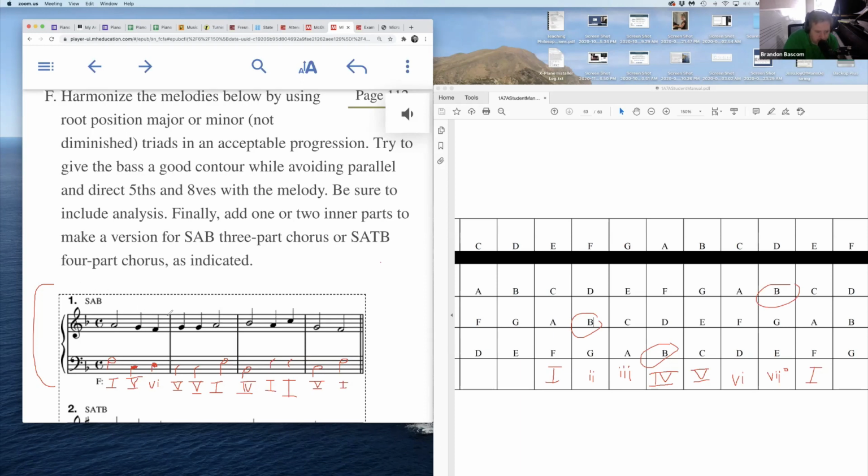No, this is a third. You talking here? D to F's a third. You see this fifth going to this fifth. People, do you see it? I see it, yes. So we got to switch something up there.